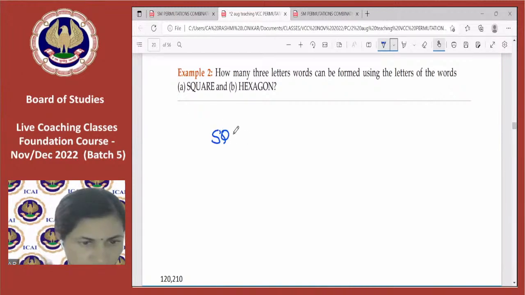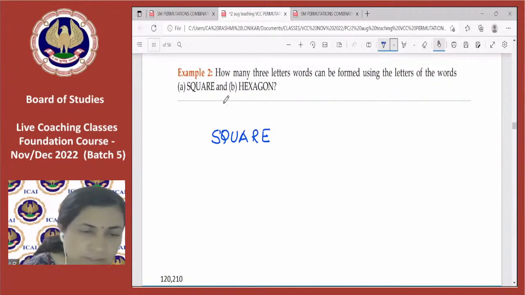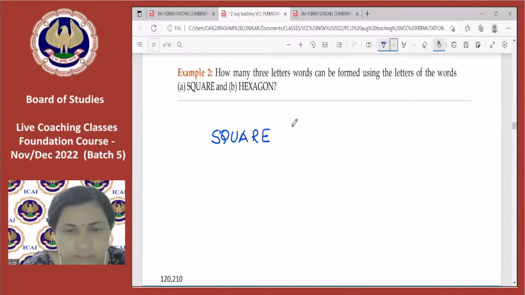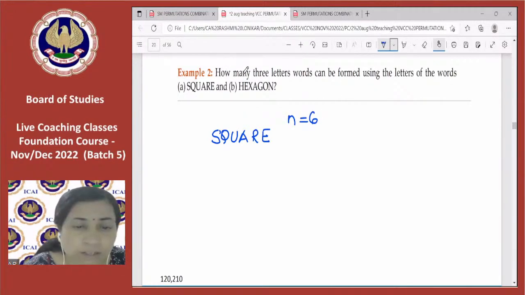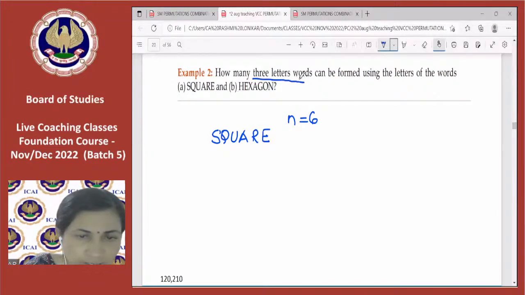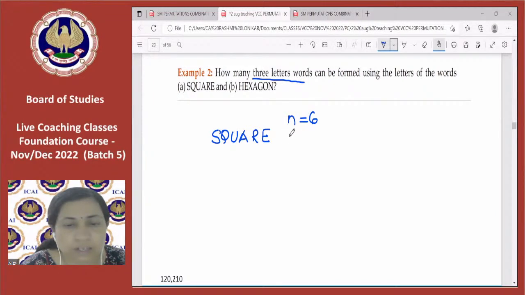S-Q-U-A-R-E. How many letters are there? 1, 2, 3, 4, 5, 6. So how many letters are there? N is equal to 6. But how many 3-lettered words? R is equal to 3. N is 6, R is 3.